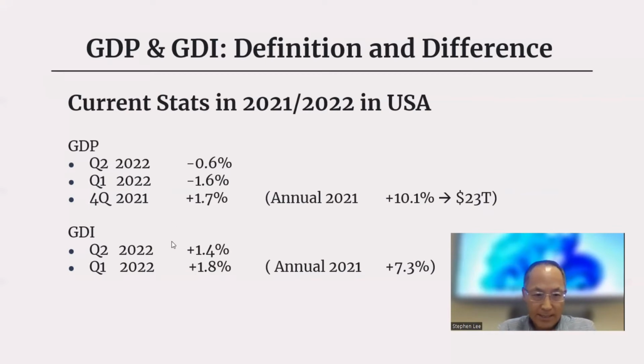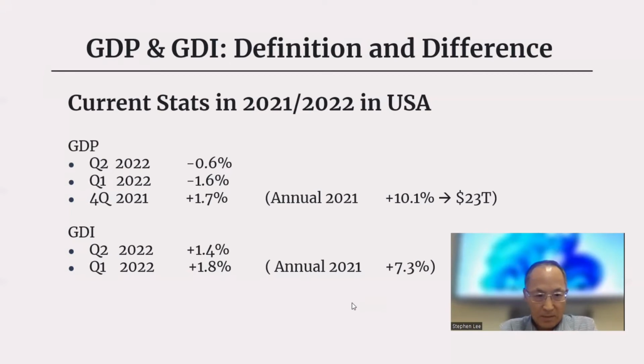Now, what about GDI? GDI, the first quarter of 2022, this year, was positive 1.8%. But compared to GDP, minus 1.6%. And the second quarter of 2022, okay, it was positive 1.4%. And annual GDI in 2021 was positive 7.3%.